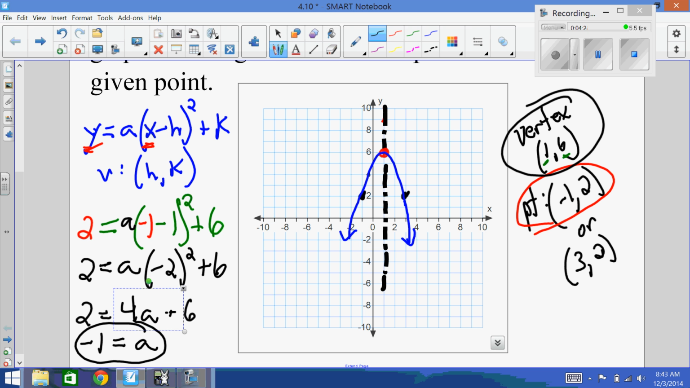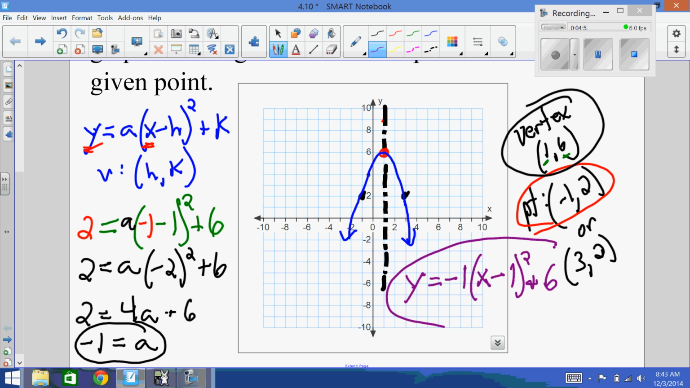So let me pick a different color. Let's try this color. All right, so we have y is equal to, a is -1, so put -1, parenthesis x minus h, which is 1, squared plus k, and k is 6. So there is my equation. All right, so let's do one more. Before we do that, let me go ahead and clear this.